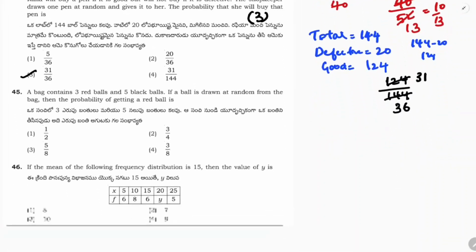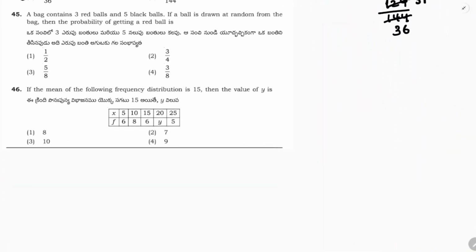A bag contains 3 red balls. Red balls 3, black 5, total 8. If a ball is drawn at random from the bag, the probability of getting a red ball, so it's 3 by 8. Red balls are 3, total are 8. So the probability of getting a red ball, so the correct option is 4, 3 by 8.